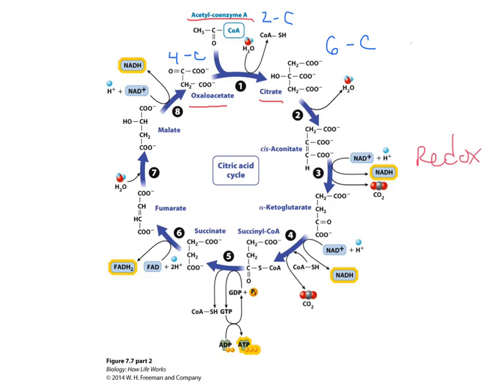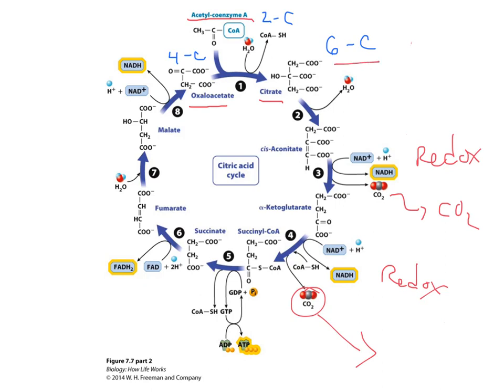Alright, and here we see a CO2. Okay, now that gives us our alpha-ketoglutarate right here. The alpha-ketoglutarate is then oxidized to succinyl-CoA, and as we look at this, NAD goes to NADH, so that's another redox reaction, and we have another CO2 that's removed. So we've already removed 2 of the carbons that were part of our 6.